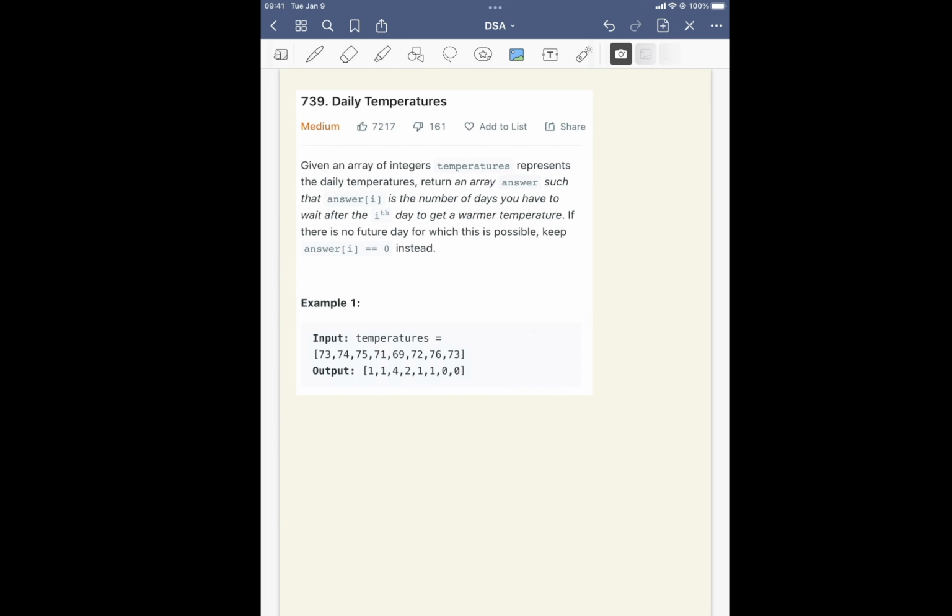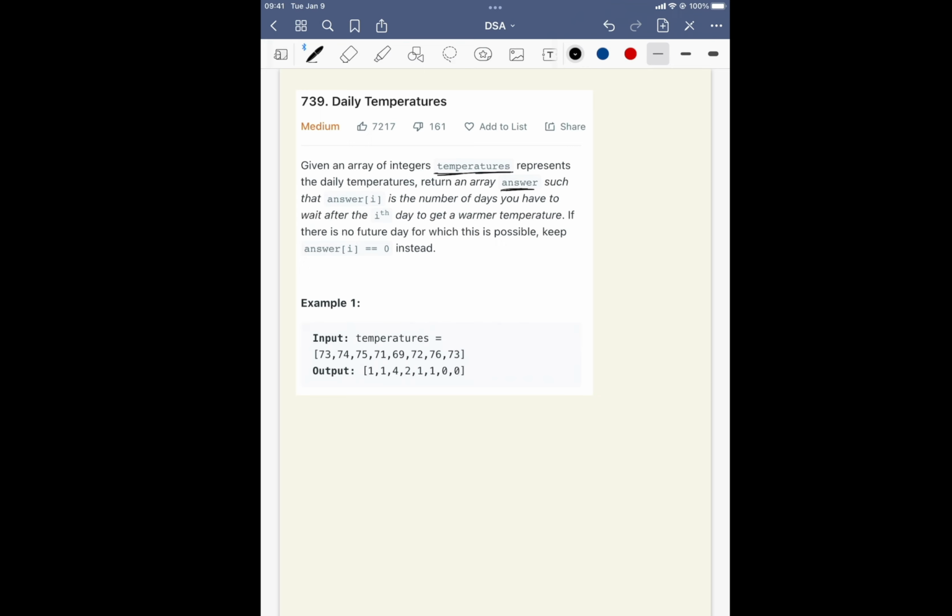Today I'm going to be doing problem number 739, daily temperatures. So for this problem, you're given an array of integers, temperatures, that represents the daily temperatures, and you need to return an output array answer such that answer at i is the number of days you have to wait after the ith day to get a warmer temperature. And if that's not possible, then you return 0 for that day.